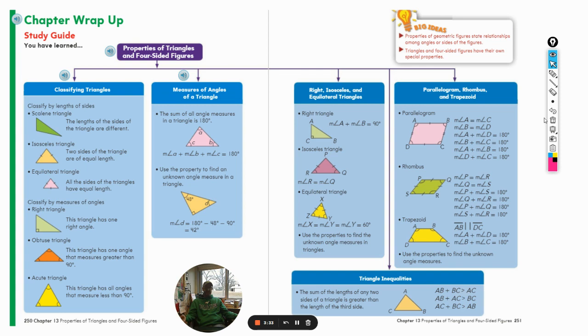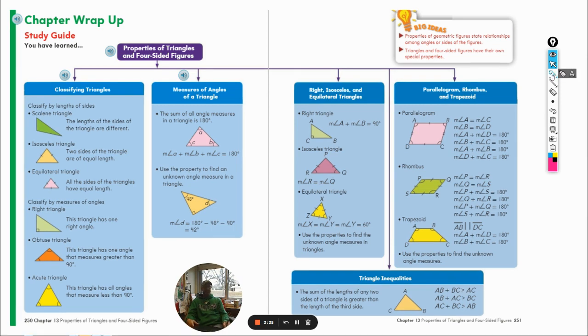These are all the classifications we learned. I'll go through them fast. Scalene, 3 different sides. Isosceles, 2 sides the same. Equilateral, all 3 sides the same. Right triangle's got a right angle. Obtuse triangle's got an obtuse angle. Acute's got all angles that are acute. Triangles add up to 180 degrees. In a right triangle, the non-right angles add up to 90.